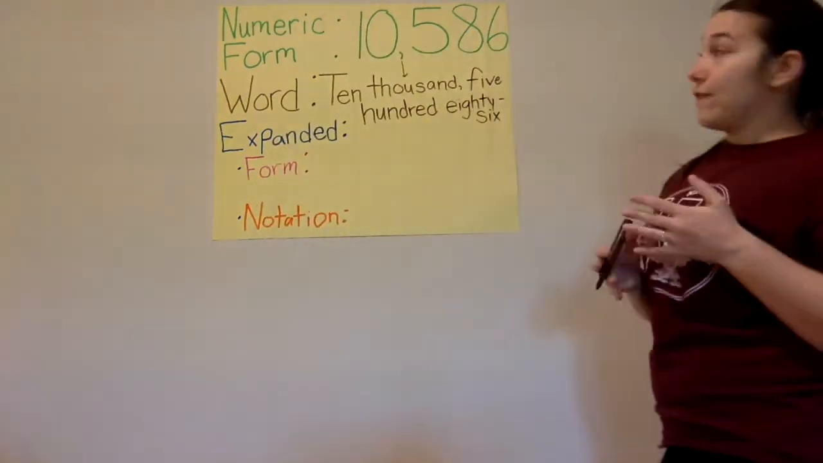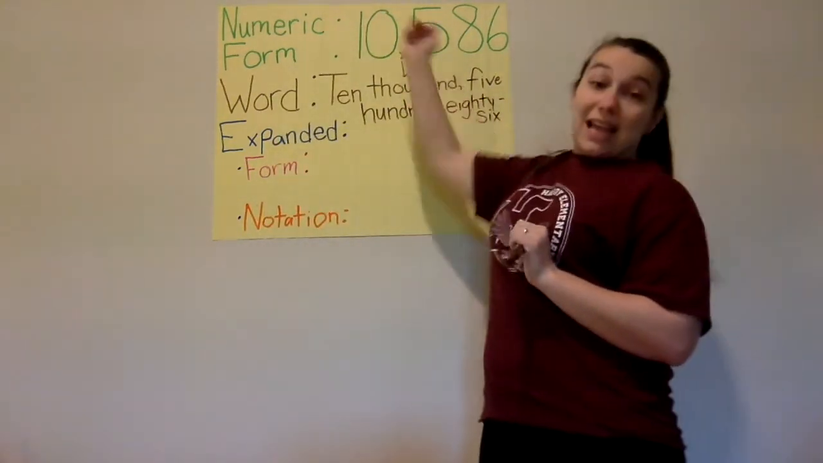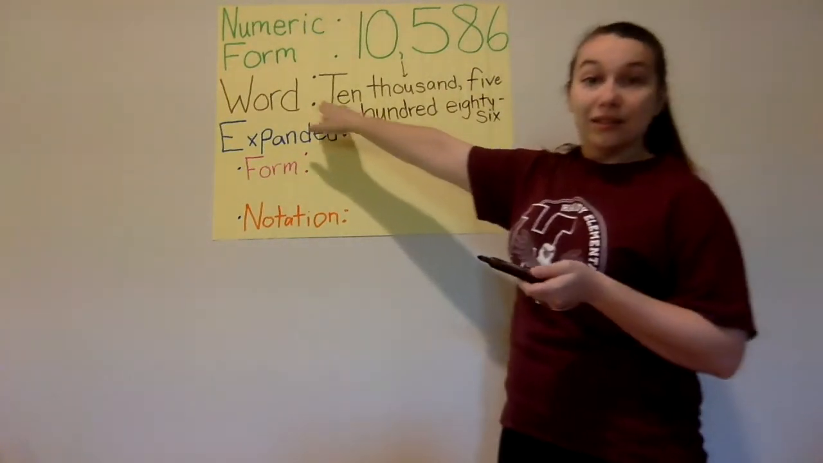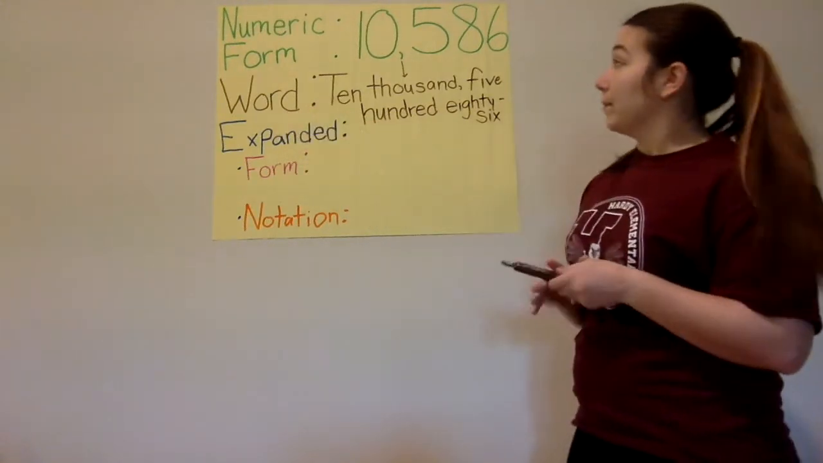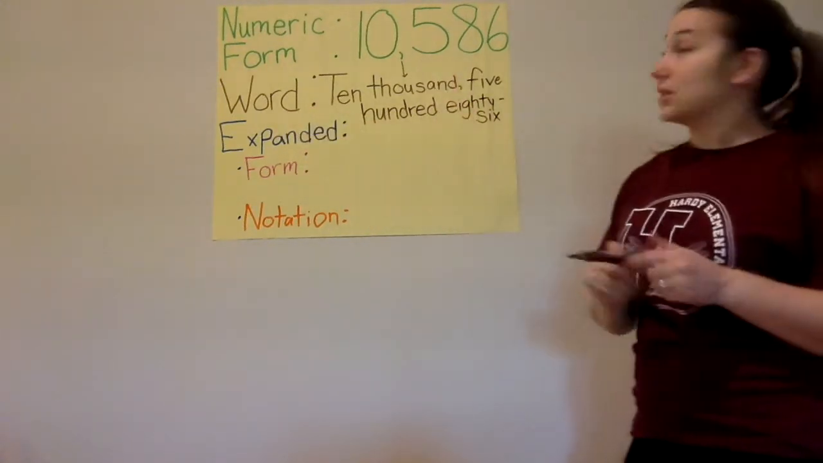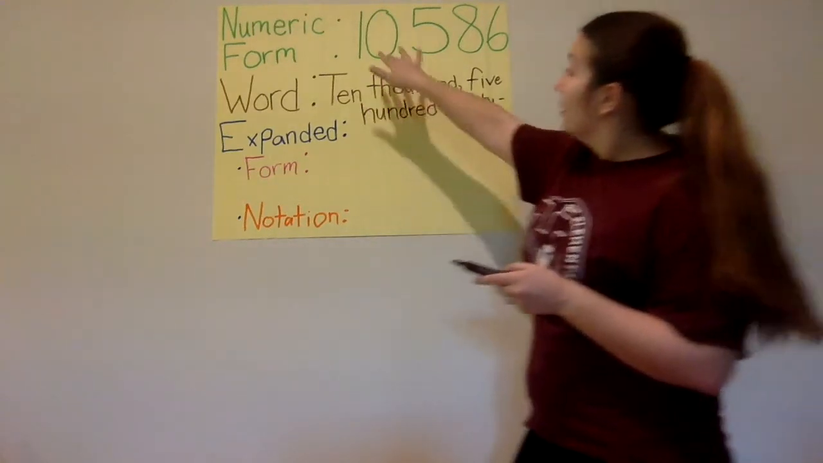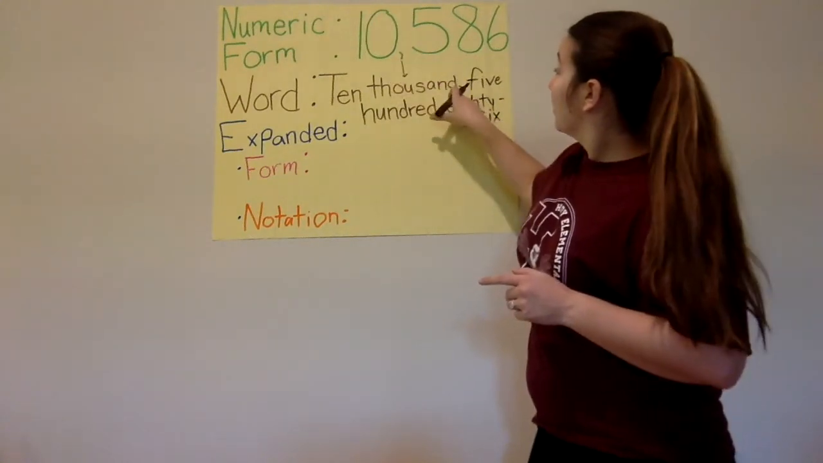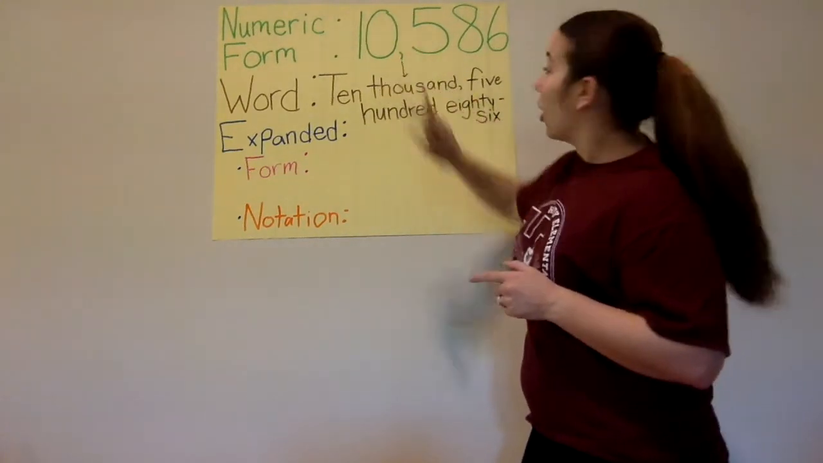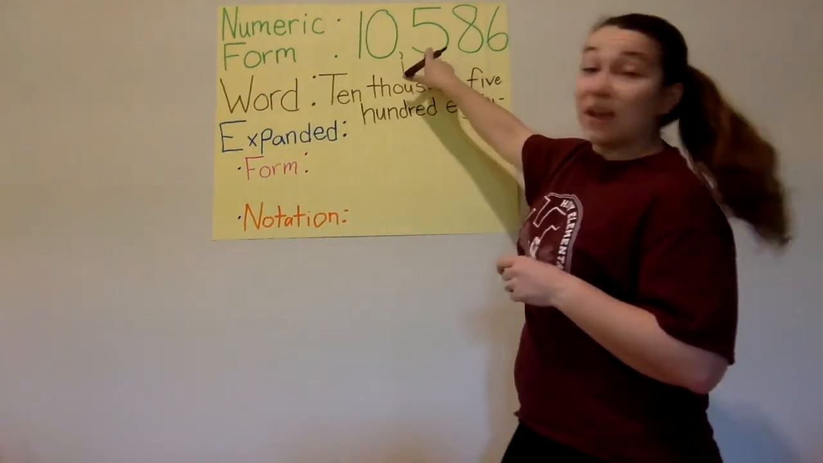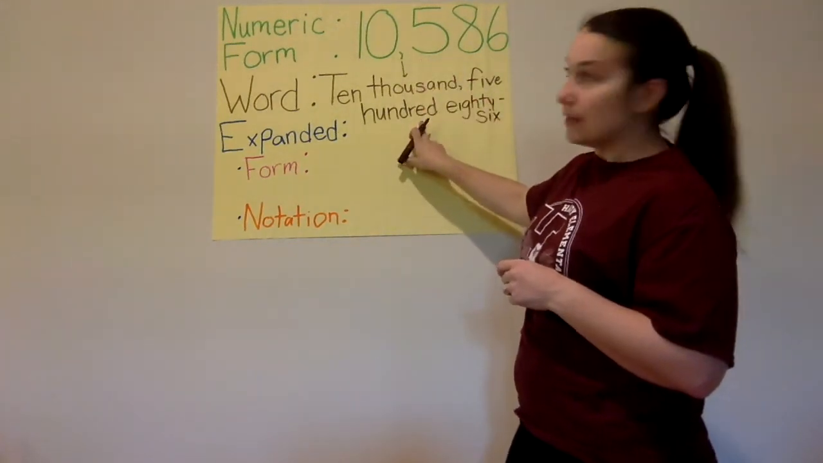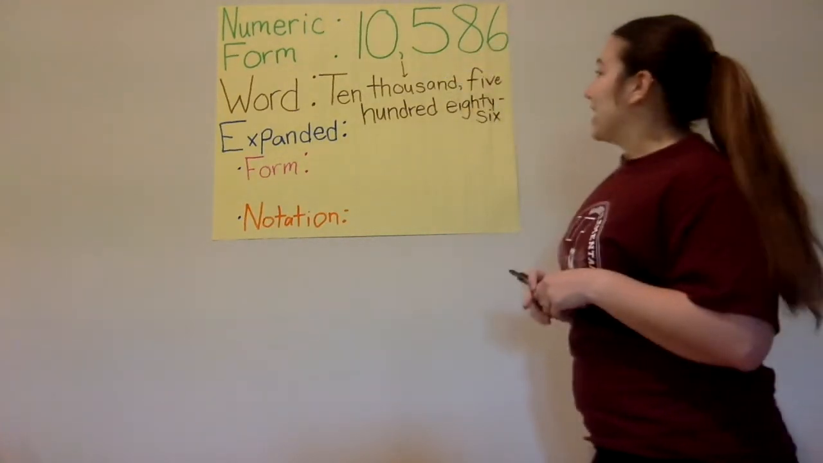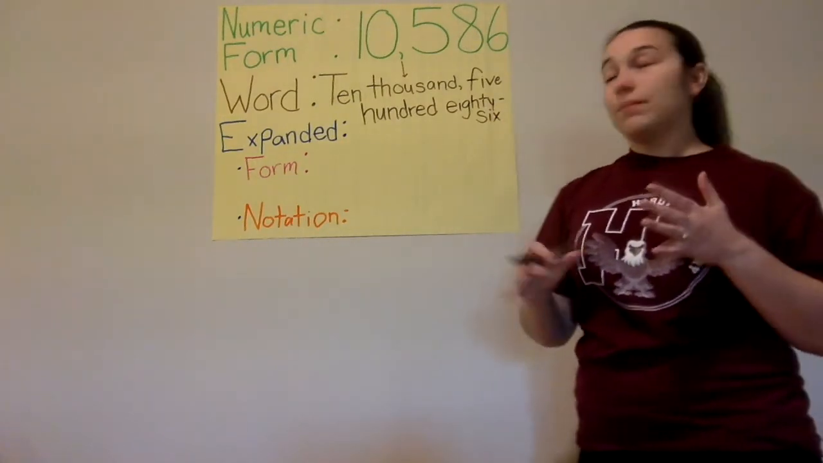So when it comes to word form, you're going to write it exactly how you would say the number. And vice versa. If you see a number given to you in word form, well, you're going to write it just how it sounds. So you have 10,000 right here. Then I put my comma wherever I see 1,000, a comma. And then 500, we have the 5 in the hundreds place. And then 86. All right. So that is our first form, word form.